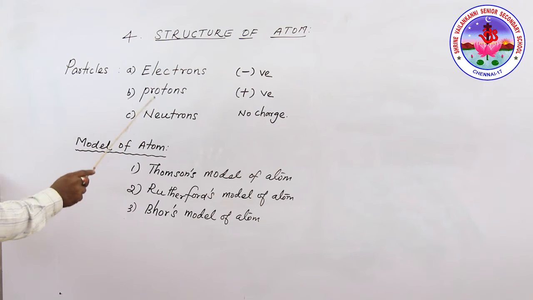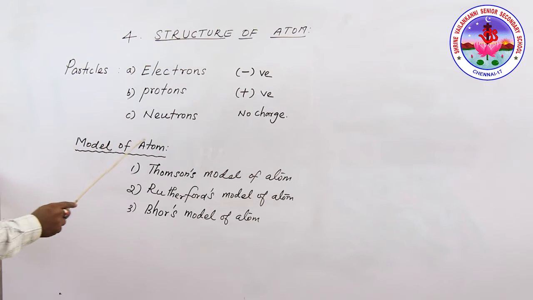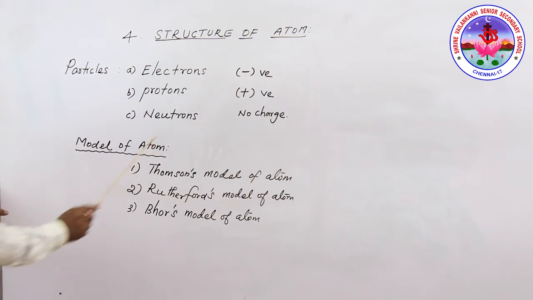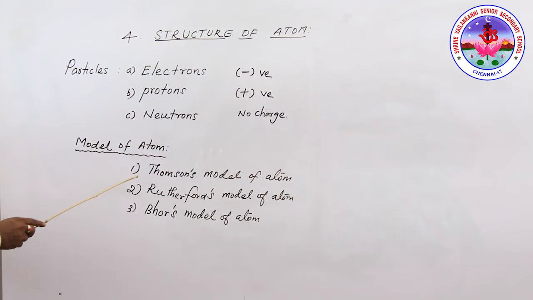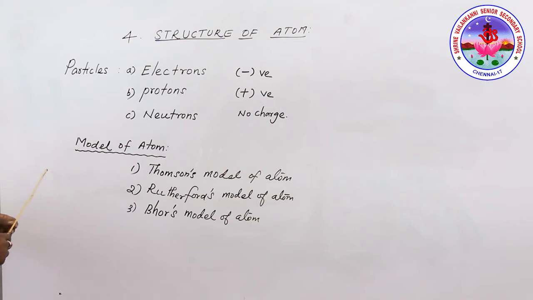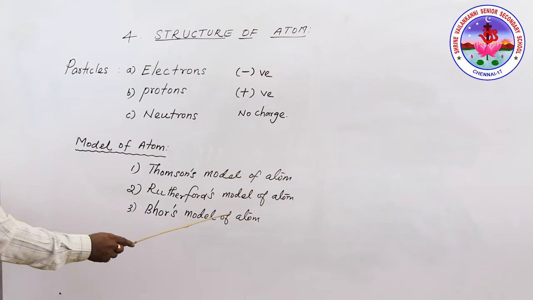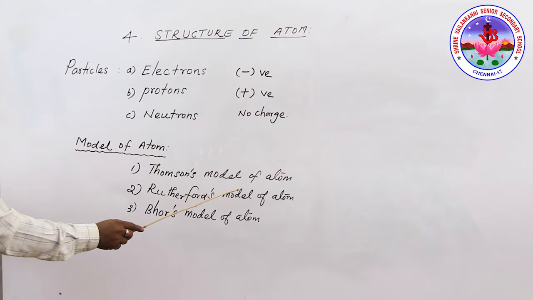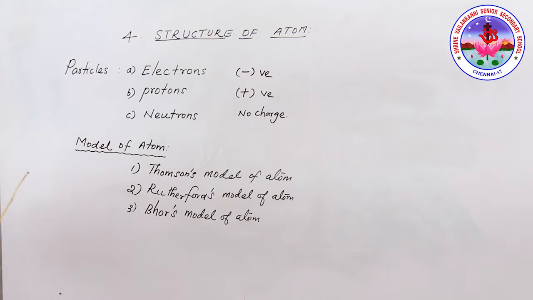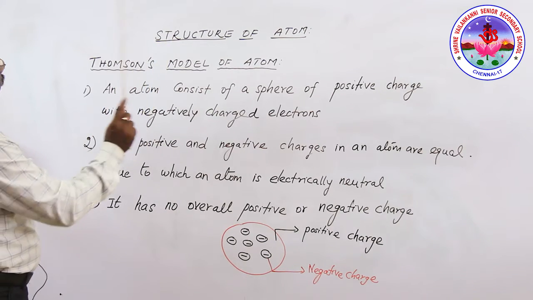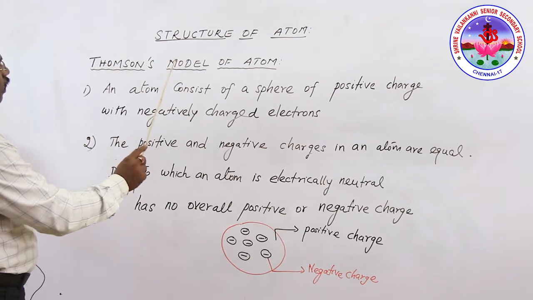Clear? On the basis of the atom, three important scientists gave different models of the atom. The first scientist, Thomson's atom model, then Rutherford's model of the atom, and finally Bohr's model of the atom. Then what are the important drawbacks of the Rutherford model? We will discuss one by one. Yes, students, so structure of atom. Here, the first is the Thomson atom model.